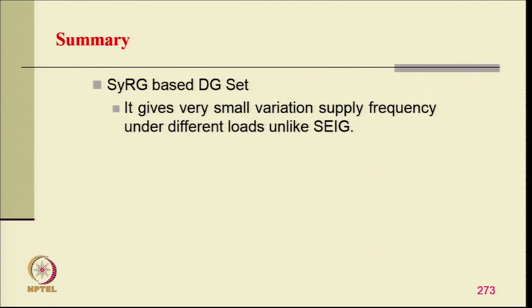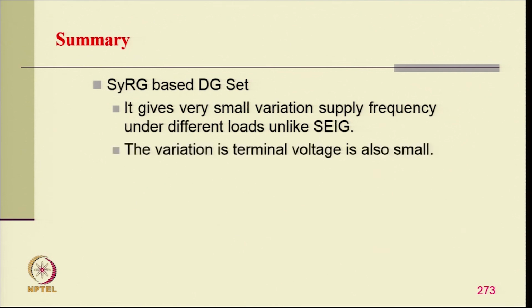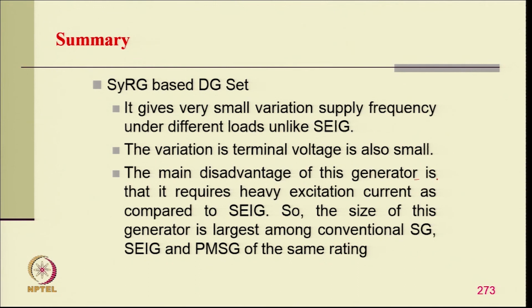Coming to the synchronous reluctance generator set, it gives very small variation in supply frequency under different loads unlike the SEIG, and the variation in terminal voltage is also small. The main disadvantage of this generator is that it requires a heavy excitation current as compared to the self-excited one. So, the size of the generator is larger among the conventional synchronous generator, self-excited and PMSG of the same rating.